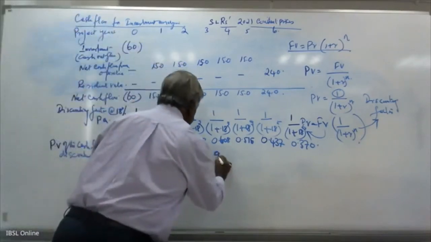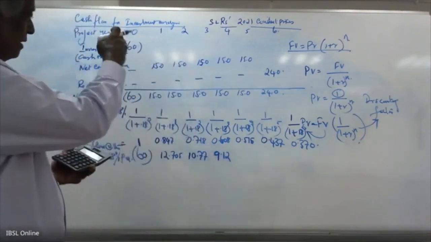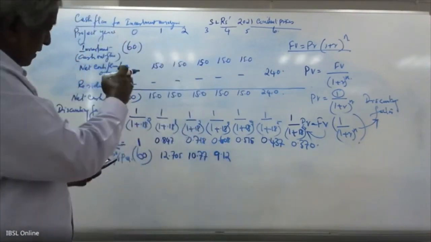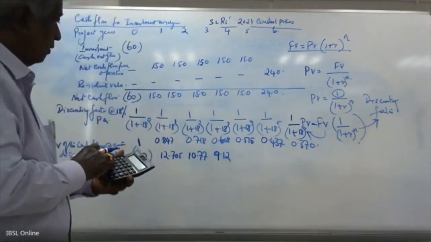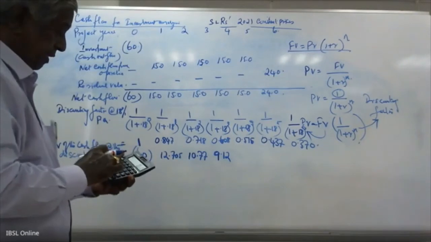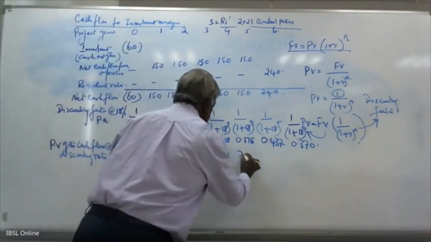$9.12. Again, multiply 15 by the discount factor 0.515, 7.725.